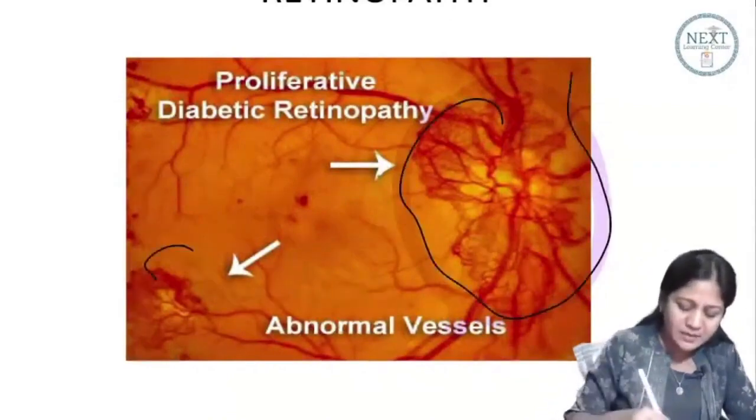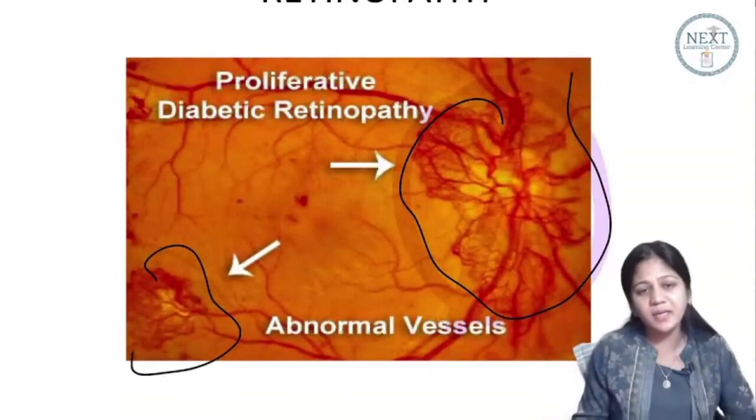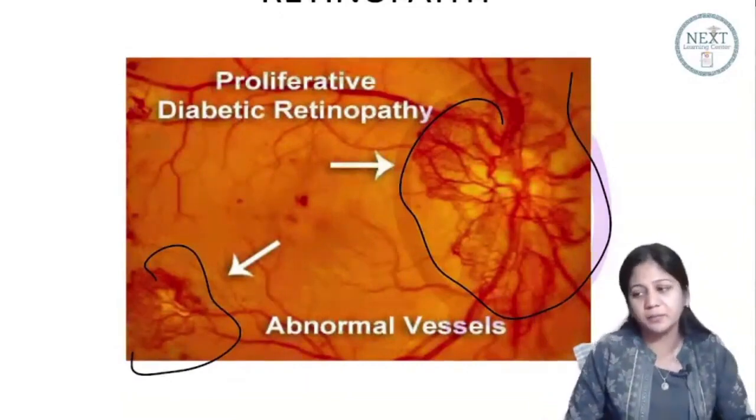दिख रहा है ना? अजीब से vessels हो गए हैं. These are new vessels. They are very thin. They are very fragile. They can bleed. Okay?